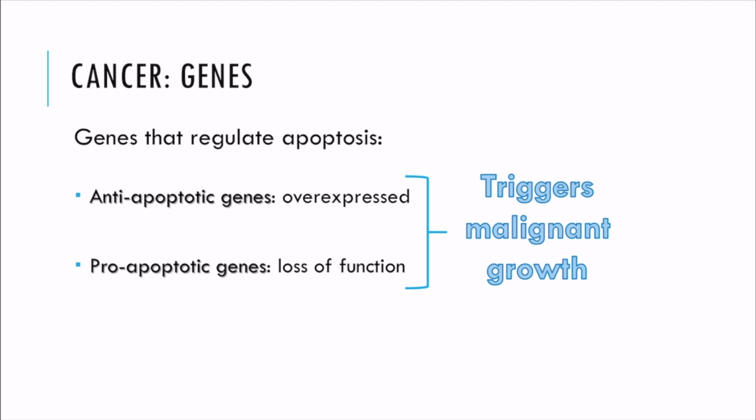In cancer, you can get mutations of anti-apoptotic genes that cause them to be overexpressed. If you have too many anti-apoptotic genes, then you can't trigger apoptosis when you need to, and it can lead to uncontrolled growth. There can be pro-apoptotic genes that trigger apoptosis, and a mutation that causes a loss of function of a pro-apoptotic gene would prevent that cell from getting the apoptosis signal, and again can trigger malignant growth.